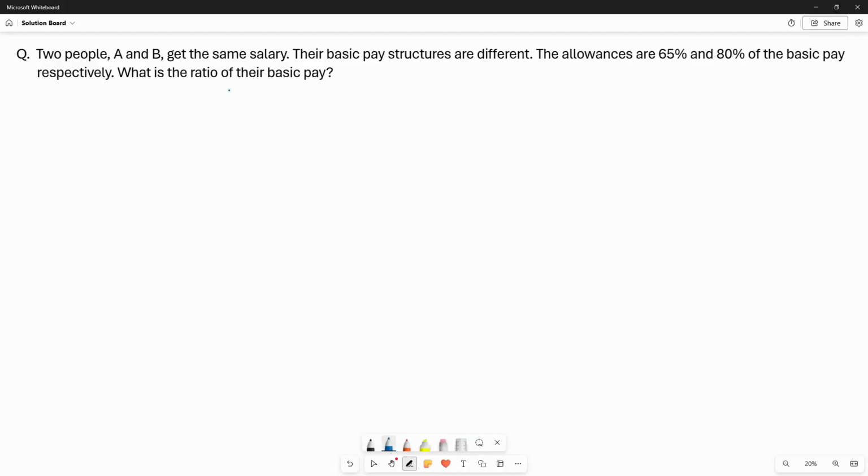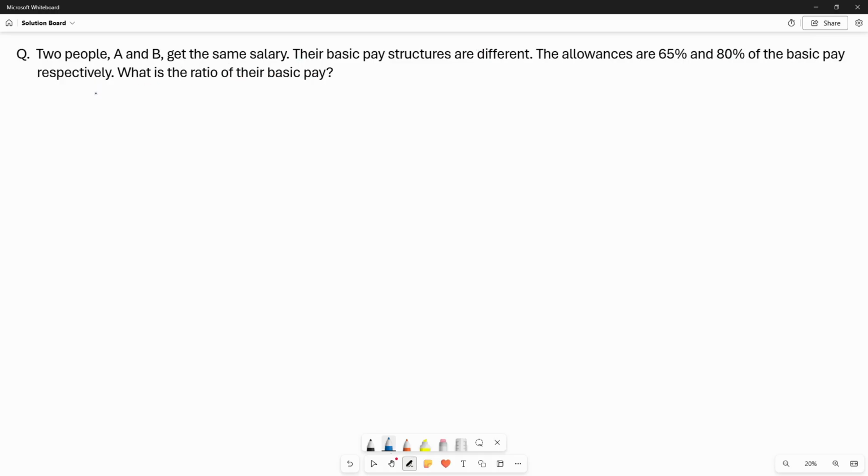Let's solve this question, which says that two people A and B get the same salary. Their basic pay structures are different. The allowances are 65% and 80% of their basic pay respectively. What is the ratio of their basic pay?